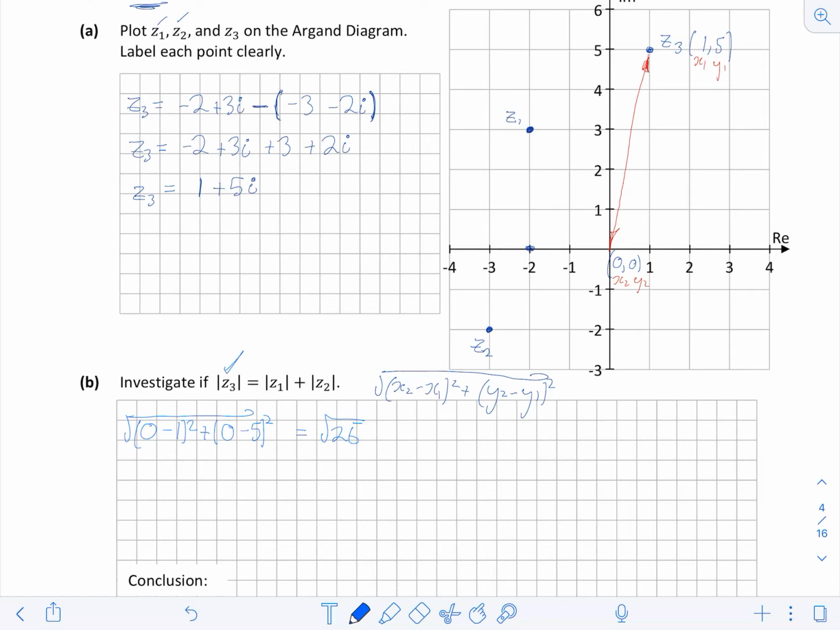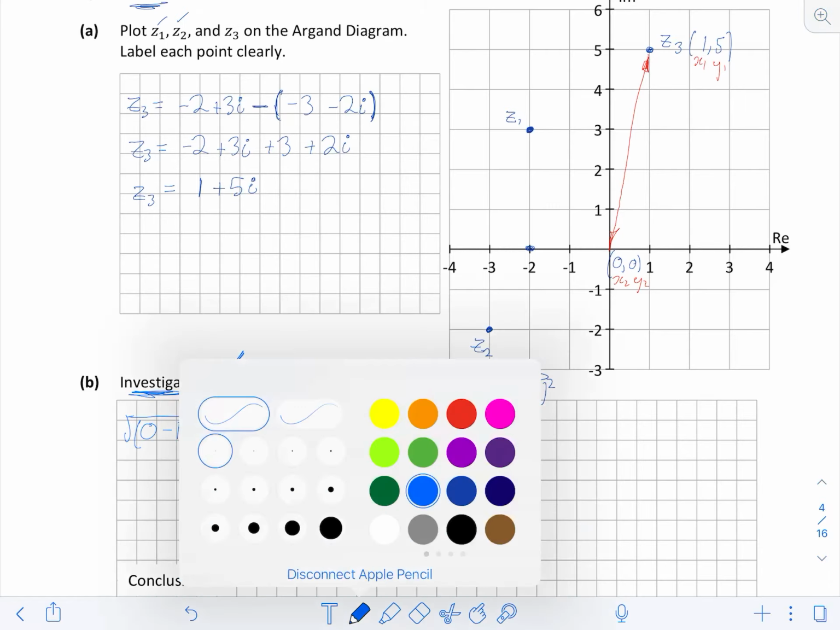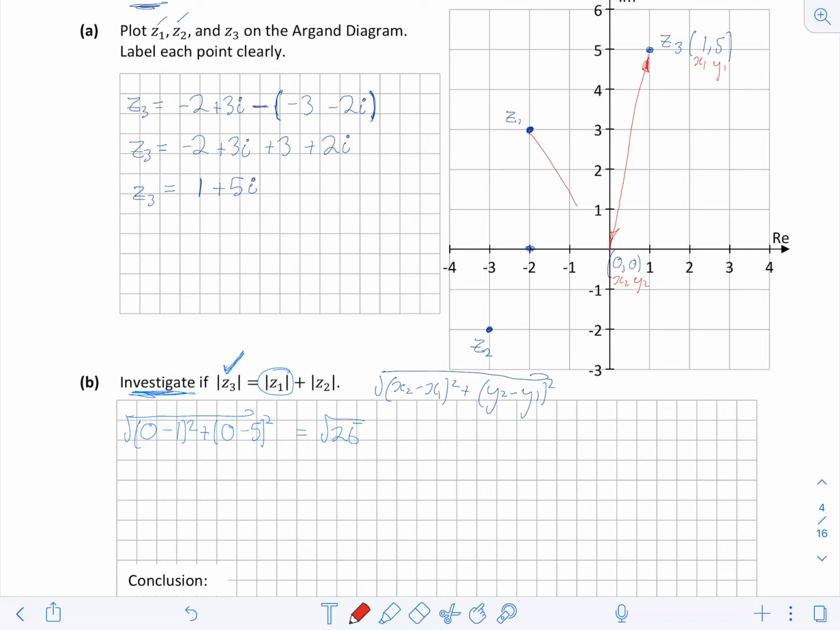Okay, so we've done that thing there. I now need to investigate, I need to check, is this thing equal to this thing over here? So it's this thing for Z1, which is the distance from Z1 to the origin. So let's work out that distance now.